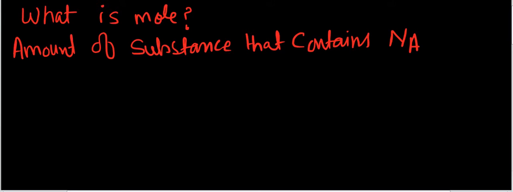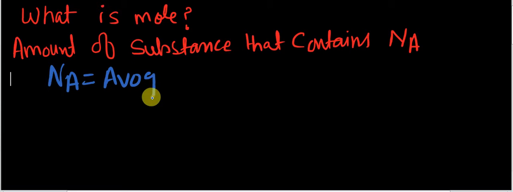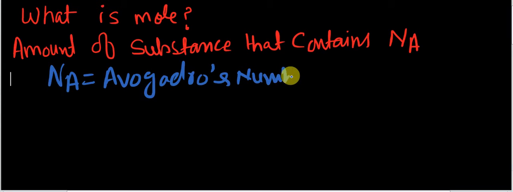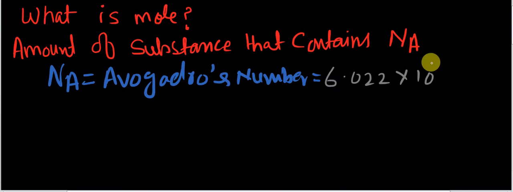What is the value of Avogadro's number? So you can write Na is equal to 6.022 × 10 to the power 23 particles.